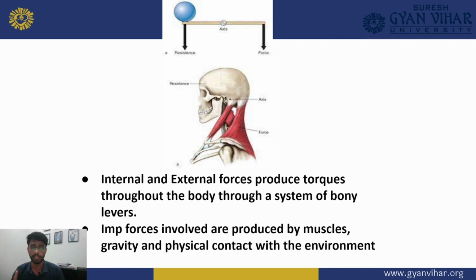Remember, I told you that there is a rigid rod in a lever. In our body, that rigid rod is always bone. This whole lever system is around the bones, and bone functions as the rod. There will be a fixed point, which we call a pivot point or fulcrum. The next point is the important forces which are involved. These are the forces by the muscles. Muscles contract and produce forces.